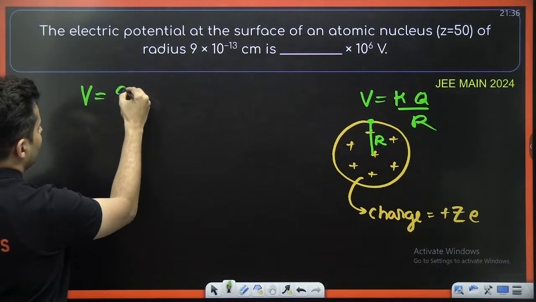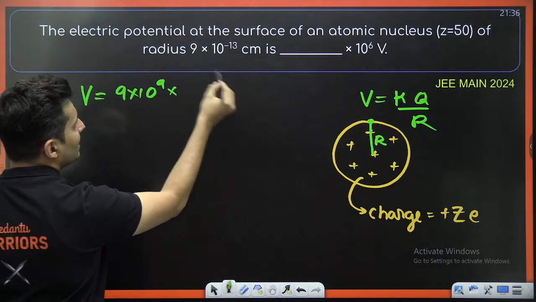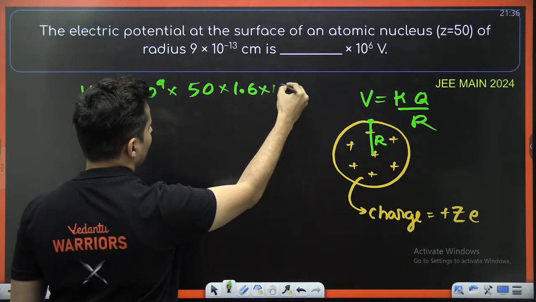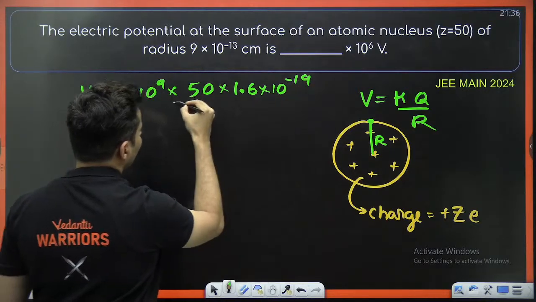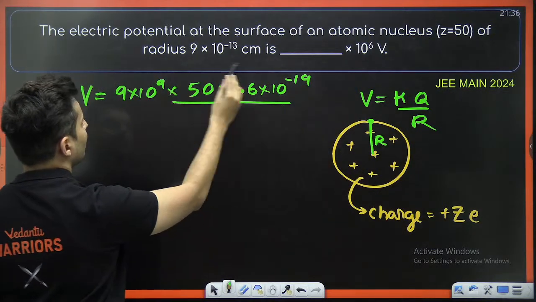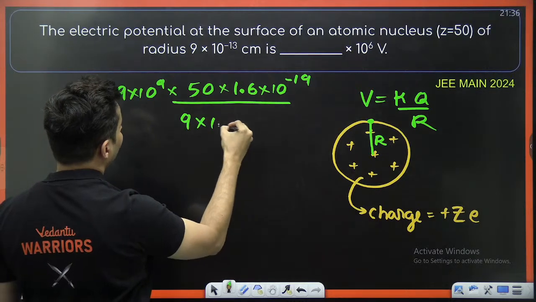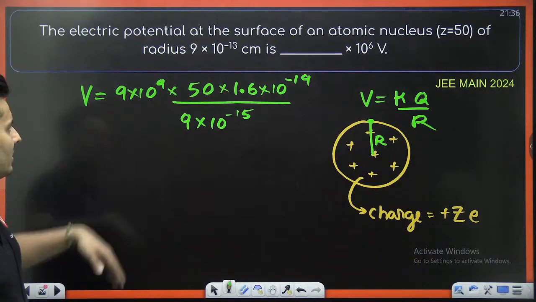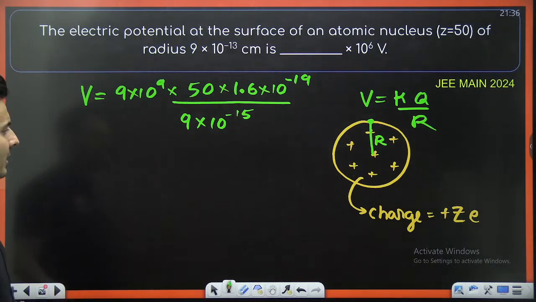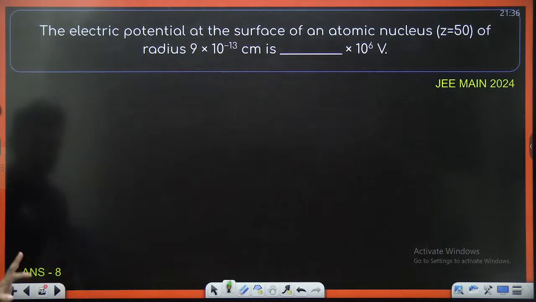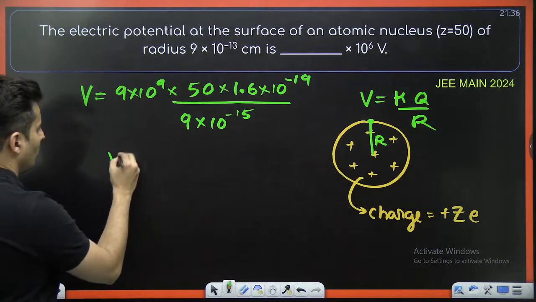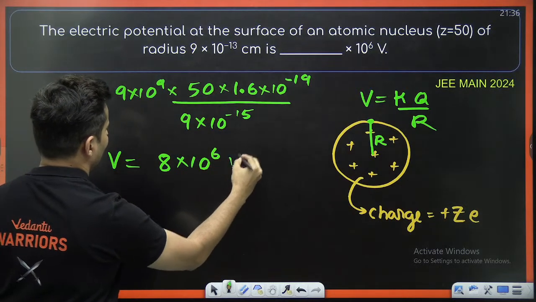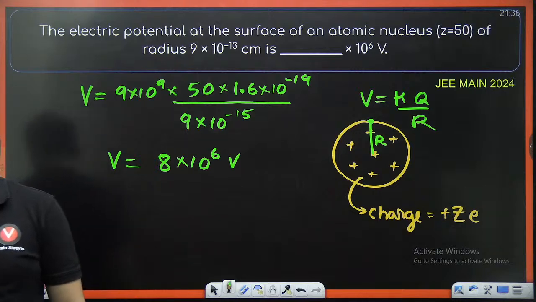So potential is K, which is 9 into 10 to the power 9. Charge Z is 50. Each charge will be 1.6 into 10 to the power minus 19. Whole thing divided by distance, that is 9 into 10 to the power minus 15. This is centimeter, meter you convert it. So 9 cancels, 16 5s are 80. So it will be 8 into something. So maybe the power of 10 is just 1. So potential comes out as 8 into 10 to the power 6 volts. That is the answer. Got it?